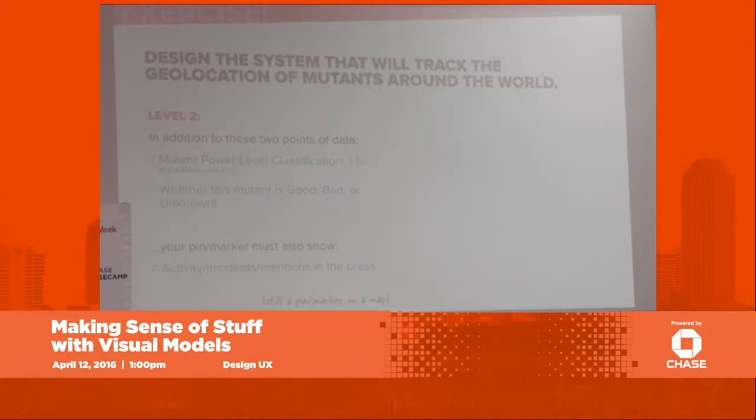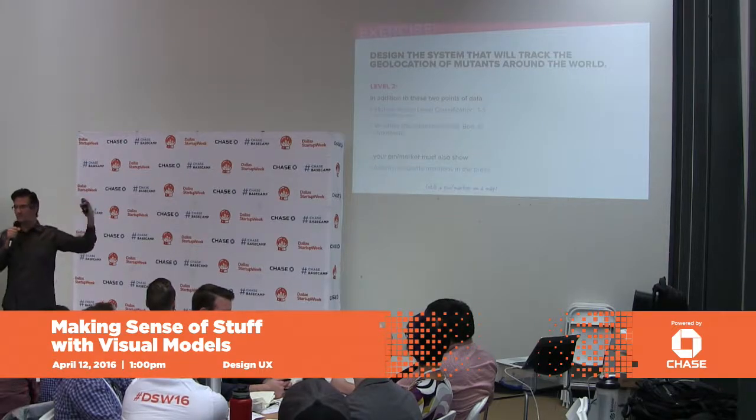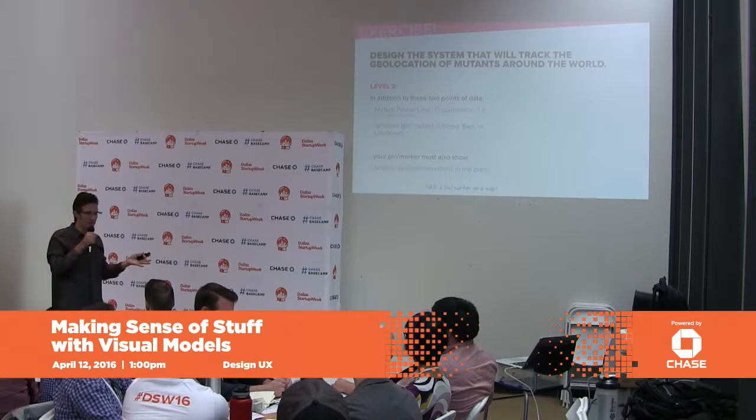You're designing the pen. The first two data points are still the same: the mutant level classification, 1 through 5, and whether this mutant is good, bad, or unknown. But there's a third point of data I want you to represent now in that little pen. So if you were feeling good representing two points of data, now you've got to add a third, right? This is where it gets a little more challenging. We want some information or indication of activity, incidents, mentions in the press, on social media. Like, we want to know if this person is getting attention. Good, bad, doesn't matter. Just, are they getting attention in some way?